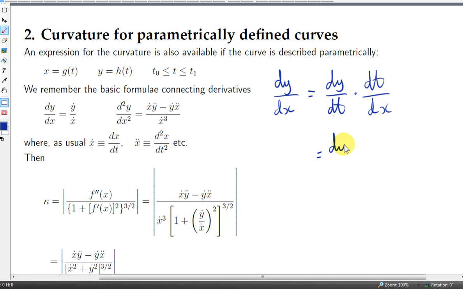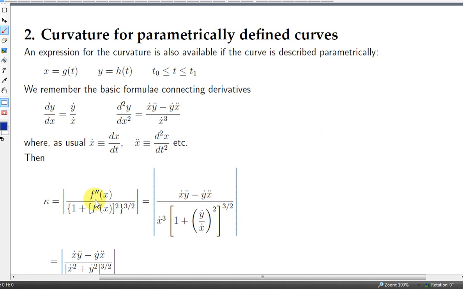And we can write that as dy dt divided by dx dt. Just invert this one. But dy dt can also be written y dot, and dx dt can be written x dot. So the dot indicates we're differentiating with respect to time. Now for the formula we need f double prime of x, or d2y dx2. So we need to use the quotient rule to differentiate this.